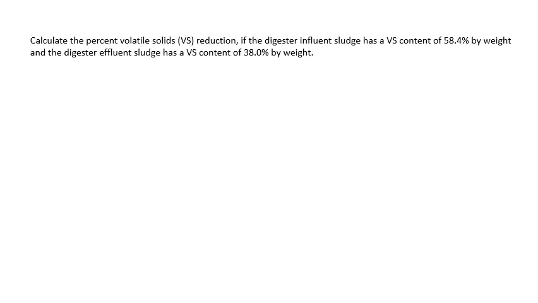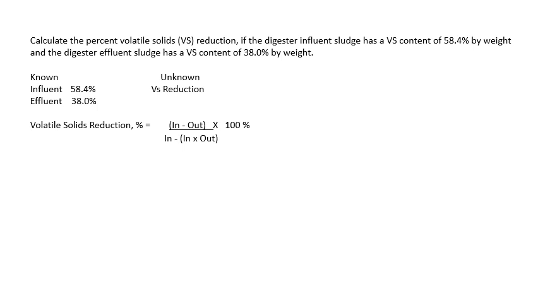Calculate the percent volatile solids reduction if the digester influent sludge has a VS content of 58.4% by weight and the digester effluent sludge has a VS content of 38.0% by weight. As with all word problems, I like to pull out my known and my unknowns. So what you know is you have an influent of 58.4% and an effluent of 38.0%. What we're looking for is VS reduction. So that's going to be the formula we need to use.